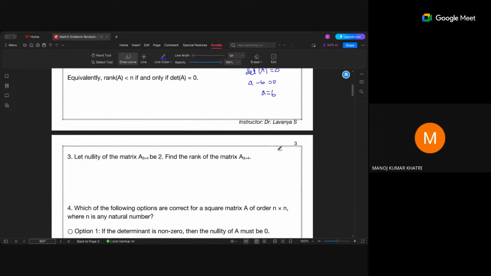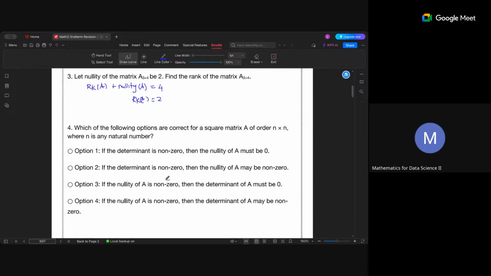Let the nullity of the matrix A be 2. Now you have a 3 by 4 matrix. For a 3 by 4 matrix, the rank of A plus the nullity of A should be equal to 4. Now nullity is 2, so rank should be 2. Okay, fine. Now look at the following question.